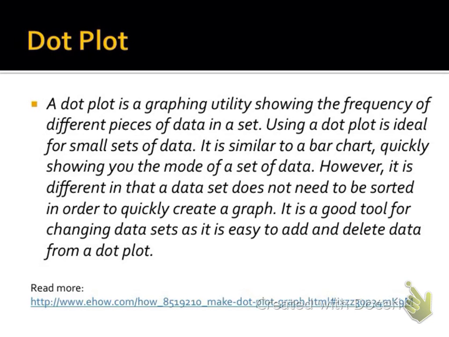All right, so let's talk about a dot plot first of all. So a dot plot is a graphing utility showing the frequency of different pieces of data in a set. Using a dot plot is ideal for small sets of data. It is similar to a bar chart, quickly showing you the mode, so that's a key to this. It shows you the mode of a set of data. However, it is different in that a data set does not need to be sorted in order to quickly create a graph.